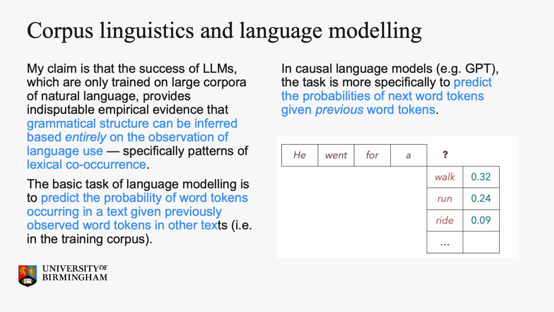Okay, so the claim I want to argue for here in this first part of this talk is that the success of large language models, which at a base level are just trained on observation, right? They're just trained on big, large corpora that they learn from, provides really indisputable empirical evidence that grammatical structure can be inferred entirely on the observation of language use. And that's specifically on these patterns of lexical co-occurrence.